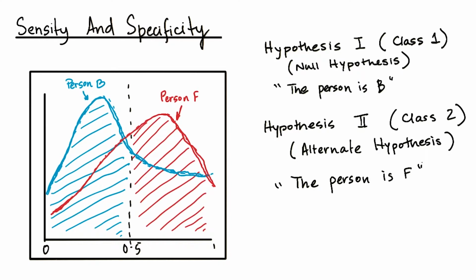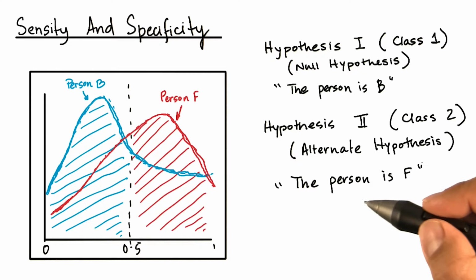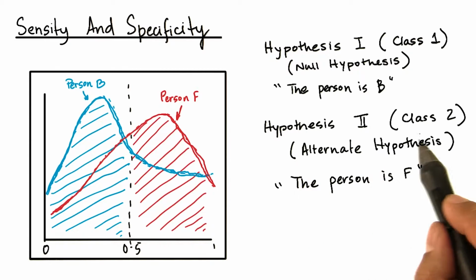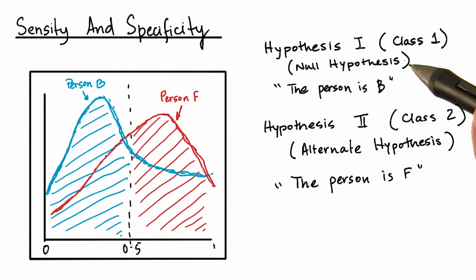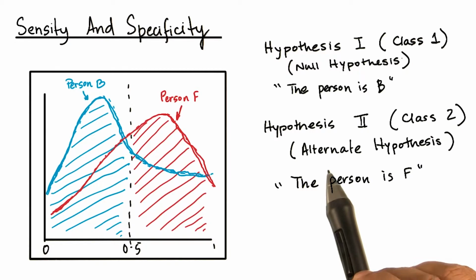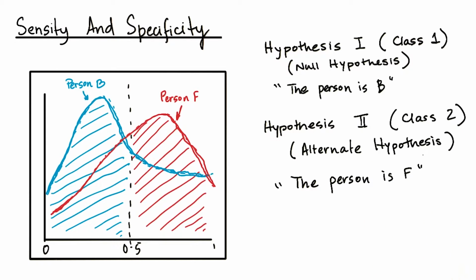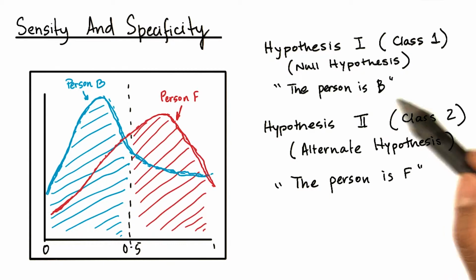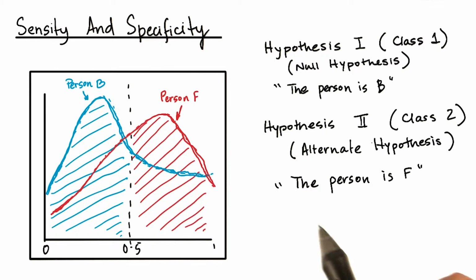Let's revisit specificity and sensitivity and see how it is calculated. In the language of hypothesis testing, we can have the classification problem expressed as hypothesis 1 or class 1 and hypothesis 2 as class 2. Often one of the hypotheses is called the null hypothesis and the other the alternate hypothesis. In our example, we can say hypothesis 1 as the person is B and hypothesis 2 as the person is F. This is the case of a binary classifier.